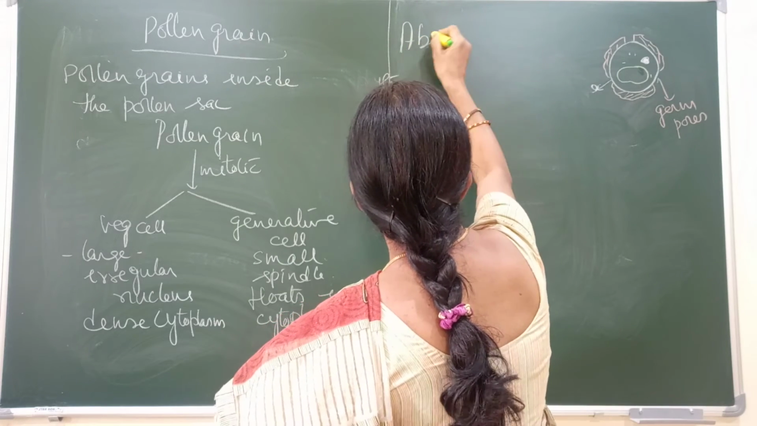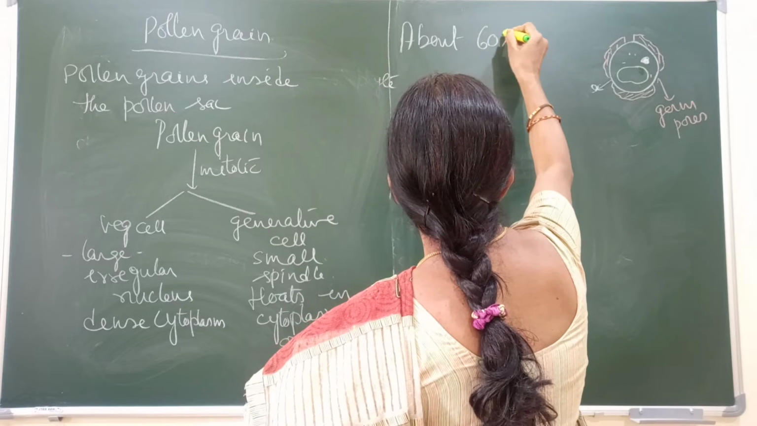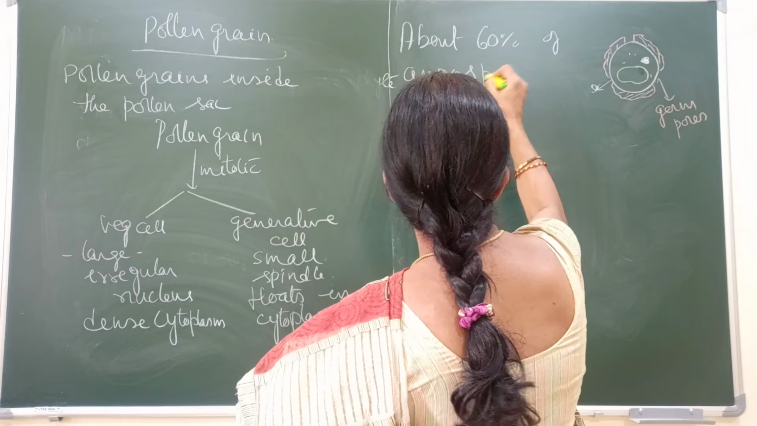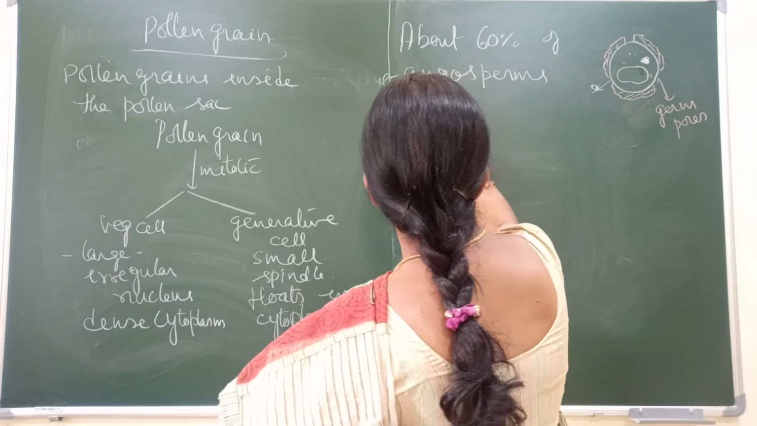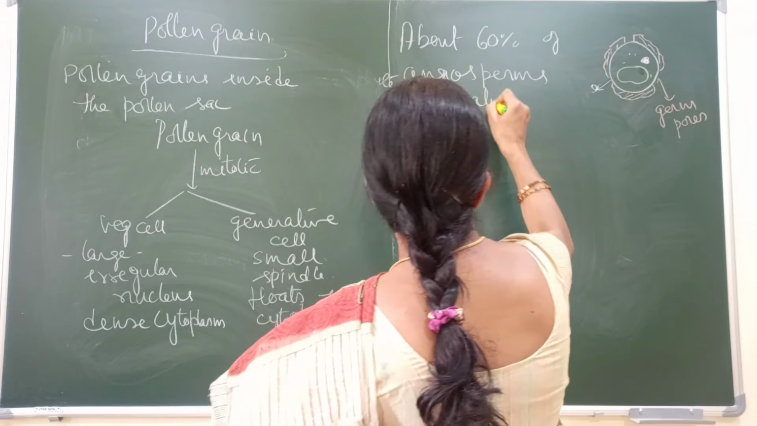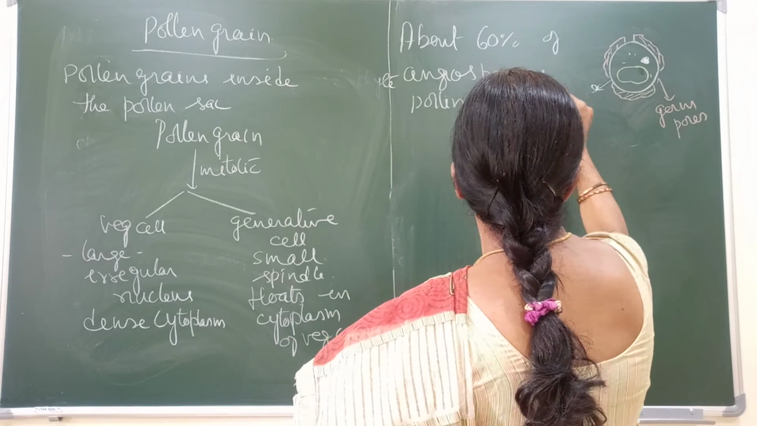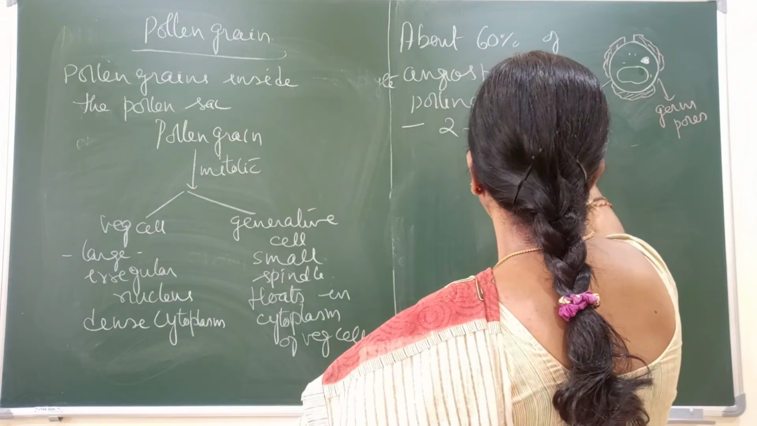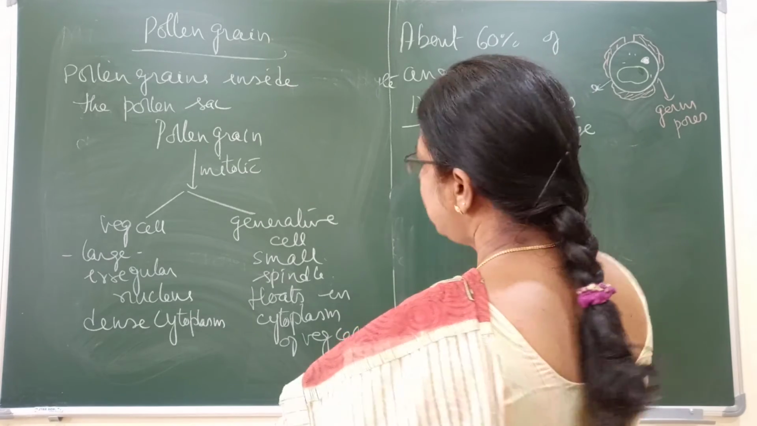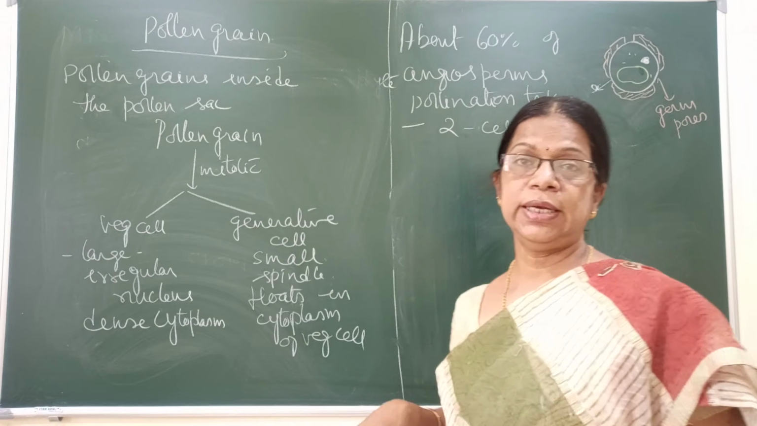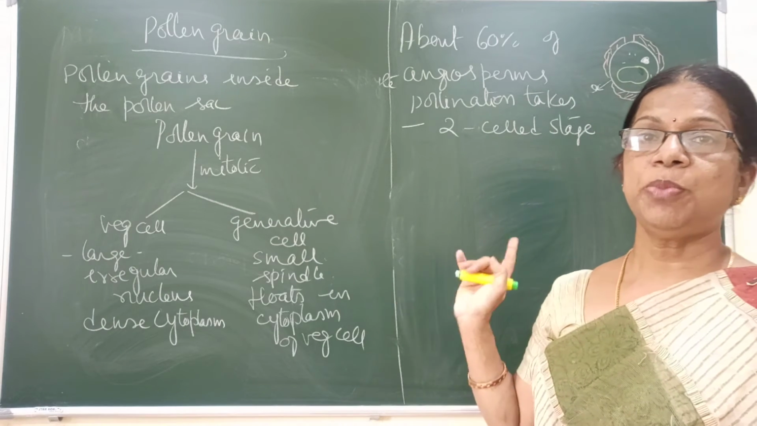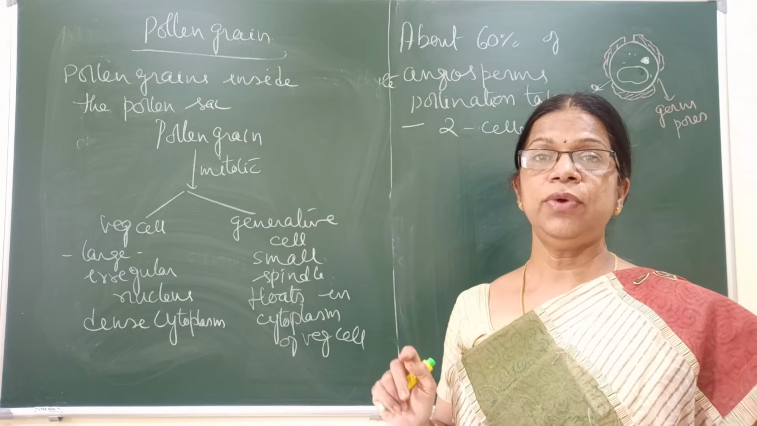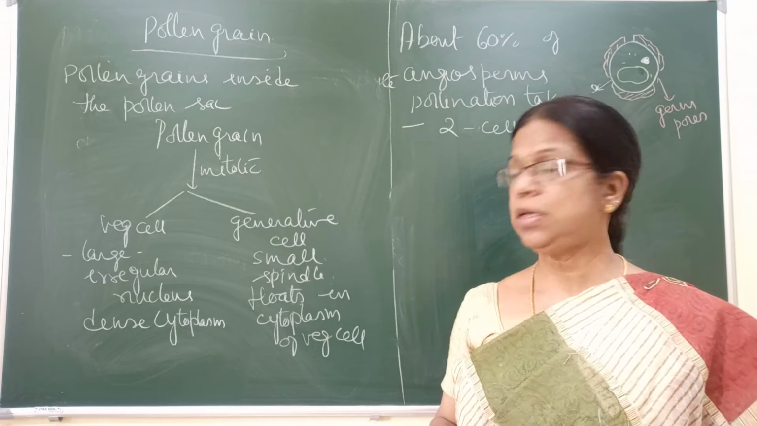About 60% of angiosperms, pollination takes place at which stage? The two-celled stage. What are the two cells? One is the vegetative cell and the other is the generative cell. At this stage, when pollination takes place, pollen grains settle on the stigma and further development takes place.